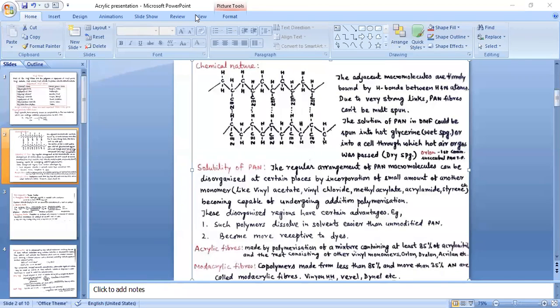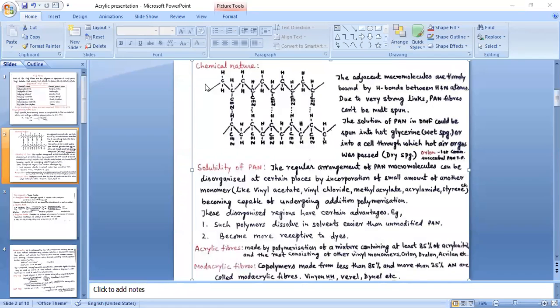Yeah. Solubility of polyacrylonitrile: the regular arrangement which is shown in this chemical nature of polyacrylonitrile macromolecules can be disorganized at certain places by incorporation of a small amount of another monomer like vinyl acetate, vinyl chloride, methyl acrylate, acrylamide, or styrene, etc. These can be incorporated with the macromolecule to disorganize this organized structure. And why are we doing this? These disorganized regions have certain advantages.